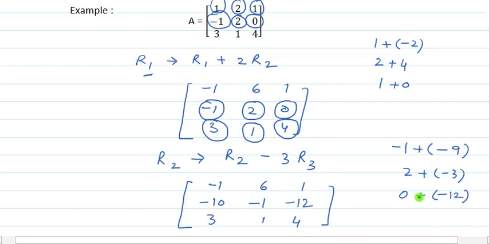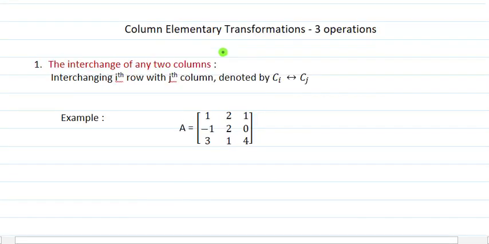We should be very careful in applying these operations and doing the calculations, because usually as examiner I have observed that many students make these silly mistakes in calculations when they are applying these operations. I hope you are clear with these 3 operations of row transformations.